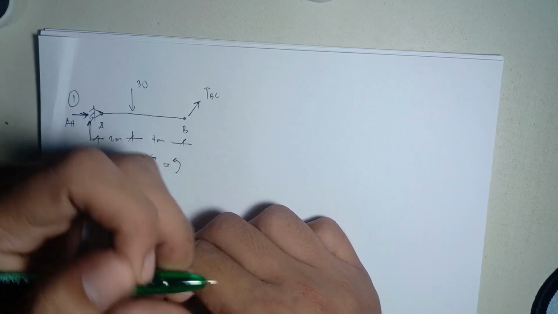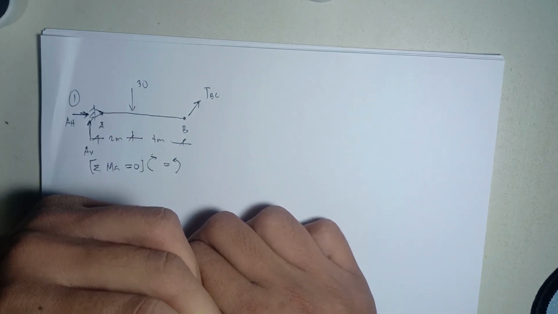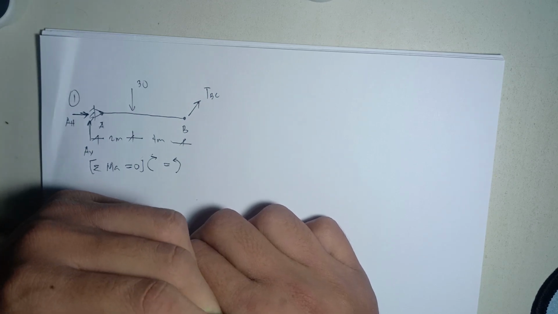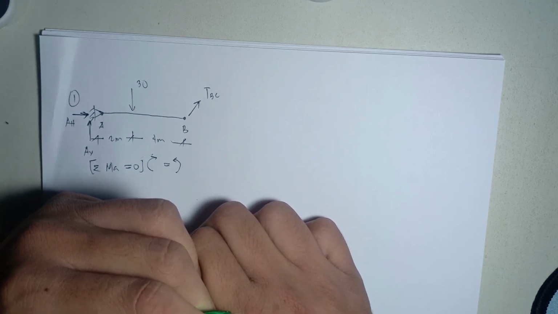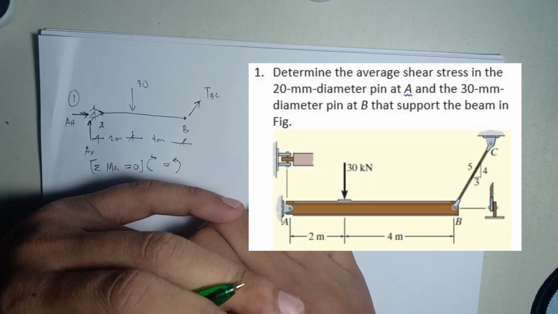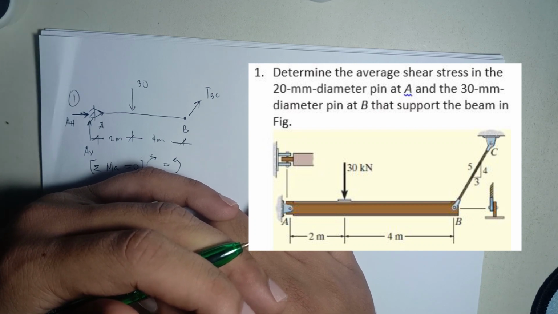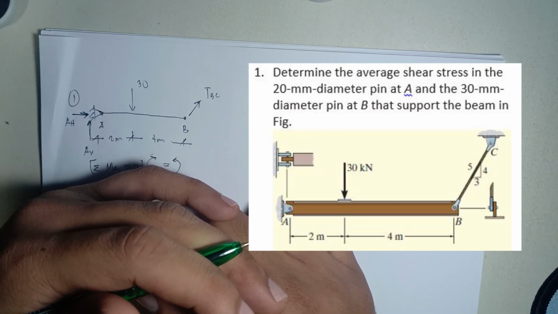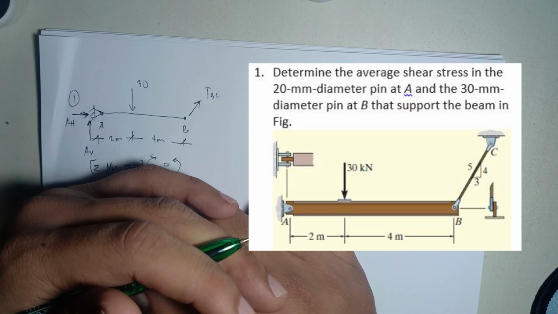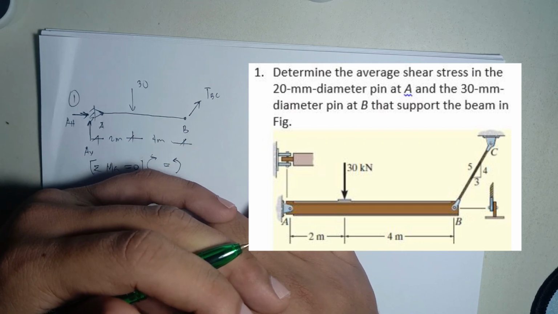Hi guys! So ngayon, isolve natin kanina yung diagnostic exam nyo sa Mechanics of Materials or sa Strength of Materials. So solve muna natin yung number 1. So basahin ko muna yung number 1, ano. Number 1, determine the average shear stress in the 20 mm diameter pin at A and the 30 mm diameter pin at B that support the beam in the figure. So kung mapapansin nyo, yung support at A is double shear at yung support at B is single shear.